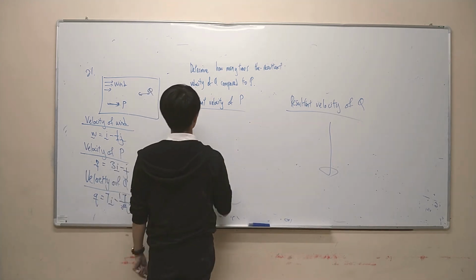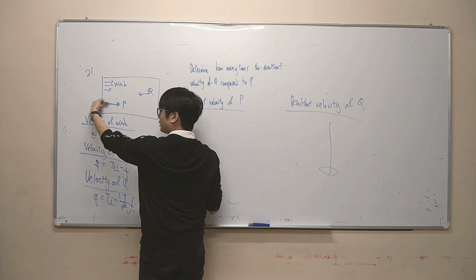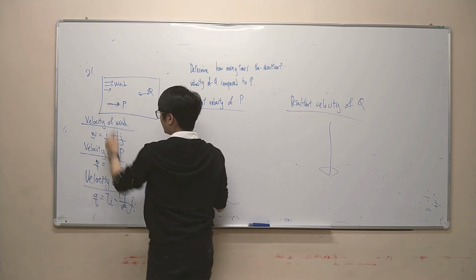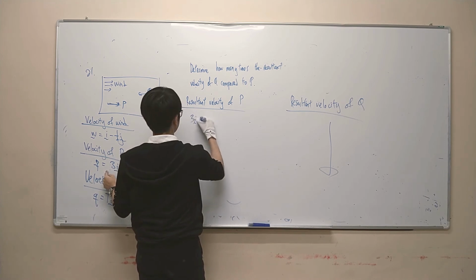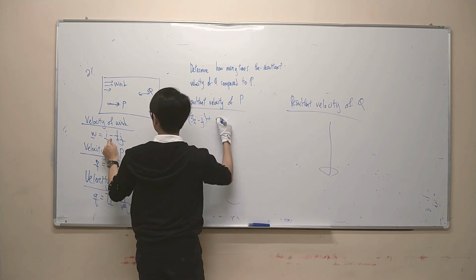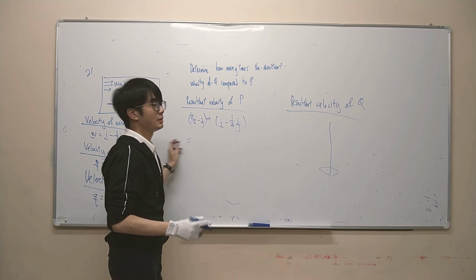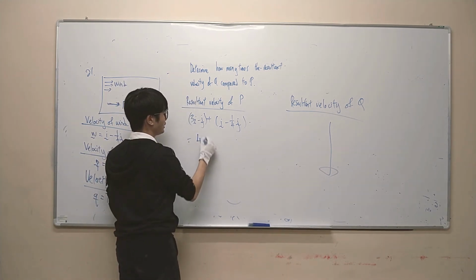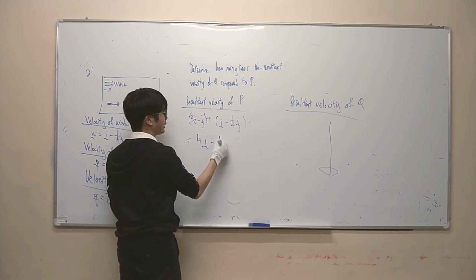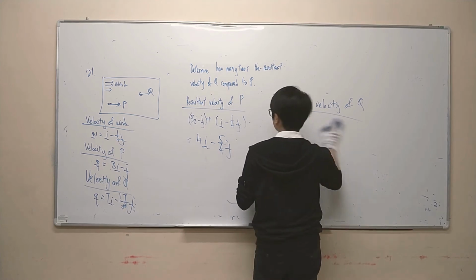Okay, what is the resultant velocity of P? You have to understand one thing. P is moving in the same direction as the wind. Maksudnya the velocity of P won't be just 3I minus J. You have to plus the wind velocity, I minus 1 over 4 J. Faham ke? It means in total, okay? So it will be 3I plus I is 4I. Negative 1 minus 1 over 4 is negative 5 over 4 J. Okay, that's the answer.